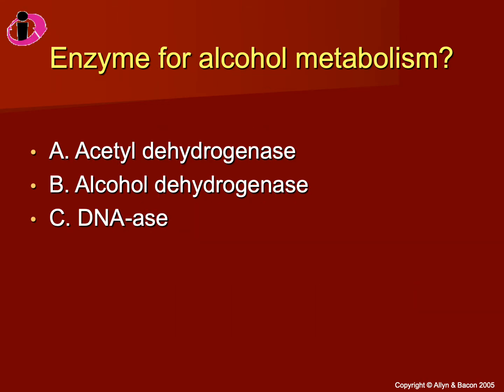So here I do have a fun slide just as an example question, and I'll post the Kahoots on this as well. So the enzyme for alcohol metabolism is it A, acetyl dehydrogenase, alcohol dehydrogenase, or DNAase? And you know the name is always whatever it's going to break down in the beginning, and that's alcohol. So alcohol dehydrogenase is the answer. The enzyme for breaking down alcohol is alcohol dehydrogenase.